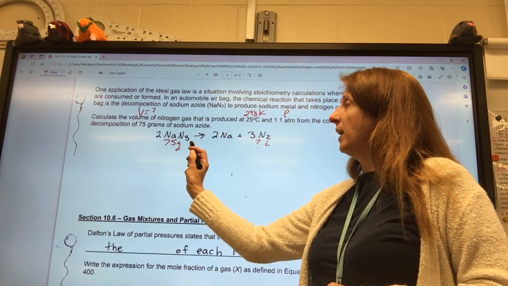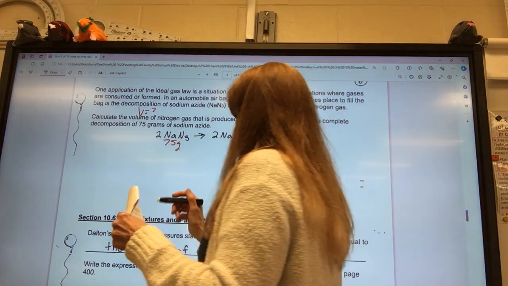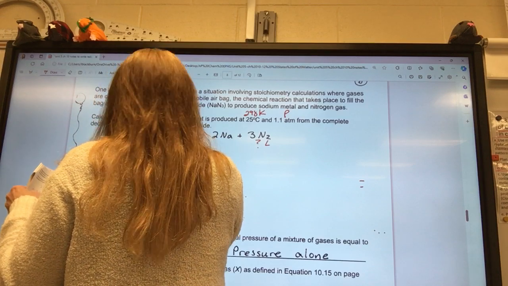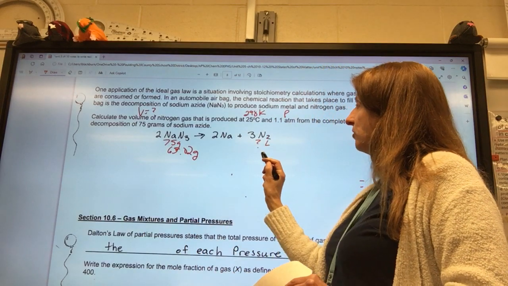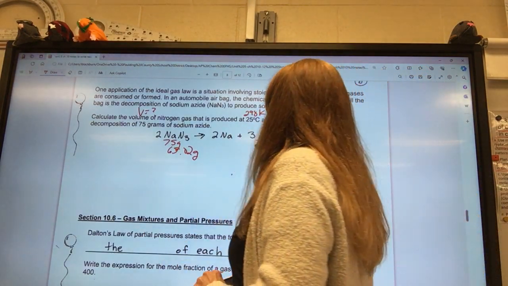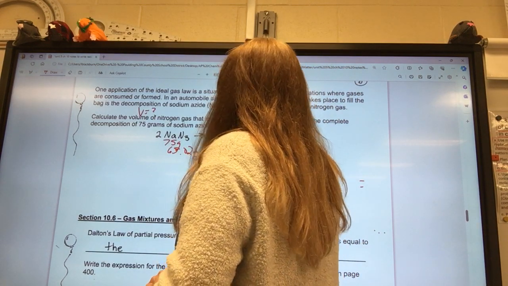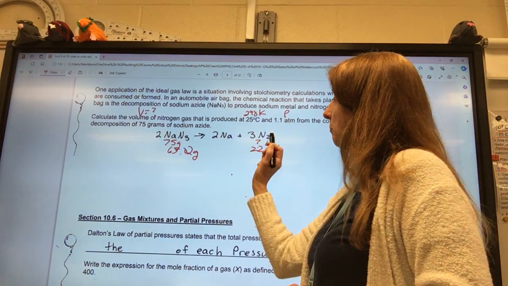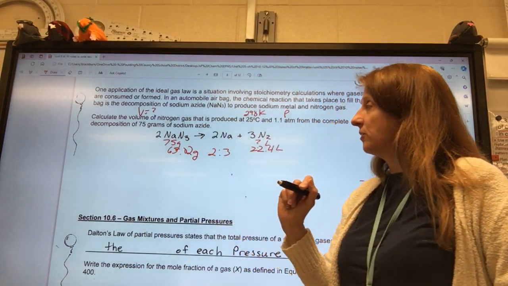Because I have grams, what do I need to go with it? Molar mass, which is 65.02 grams. Because I have liters, what goes here? 22.4. And what is my mole ratio? 2 to 3. Okay, so now I can just do the problem.